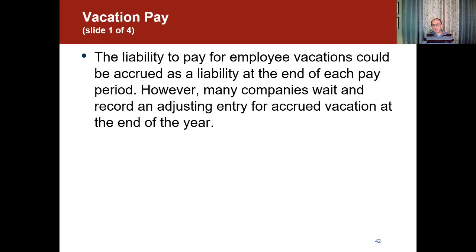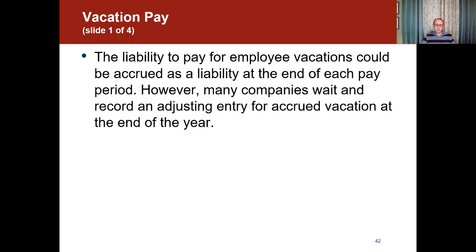Now let's talk about vacation pay, which is still part of employees' expenses. The liability to pay for employee vacations could be accrued as a liability at the end of each pay period. However, many companies wait and record an adjusting entry for accrued vacation at the end of the year.